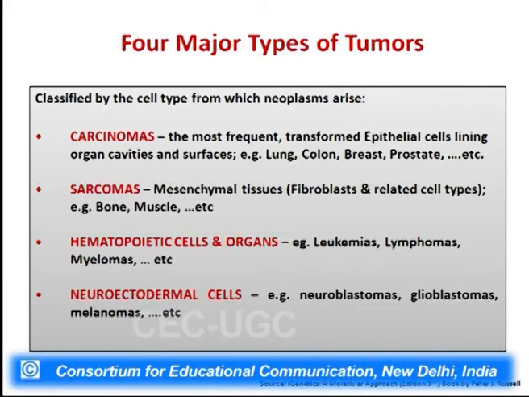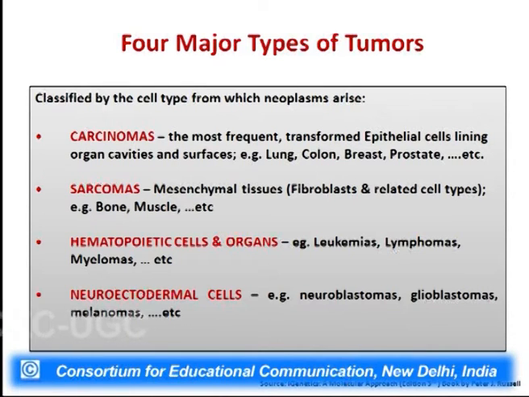Now, there are four major types of tumors. The first one is called carcinoma, which is the most frequent type of cancer, and it generally occurs because of the transformation of the epithelial cells lining organs, cavities or surfaces. Examples of these cancers are lung cancer, colon cancer, breast cancer, prostate cancer. The second one is called sarcomas, which are mainly related to the mesenchymal tissues, mainly fibroblasts and related cell types. Examples are bone and muscle cancers.